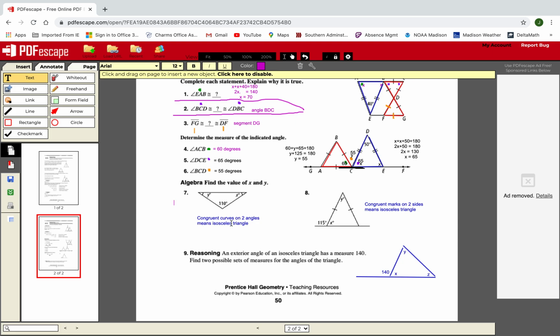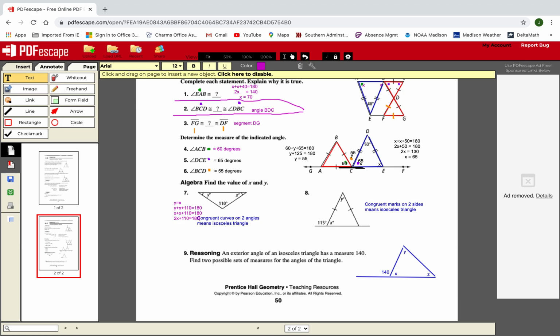So we know that y equals x in this problem because those 2 angles are the same. So if we said y plus x plus 110 equals 180, then I could substitute x in for y since they're equal to each other and say x plus 110 equals 180, and then simplify. 2x plus 110 equals 180.